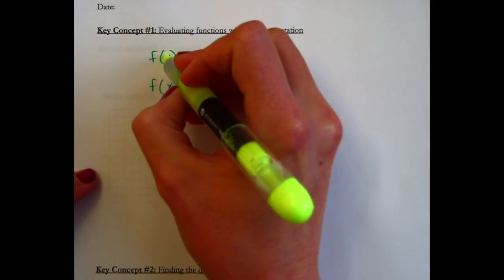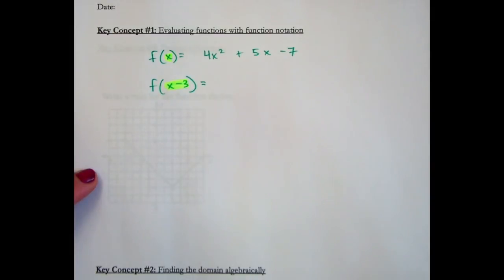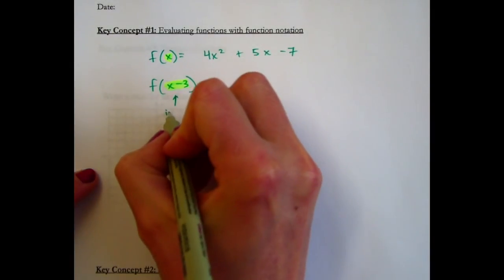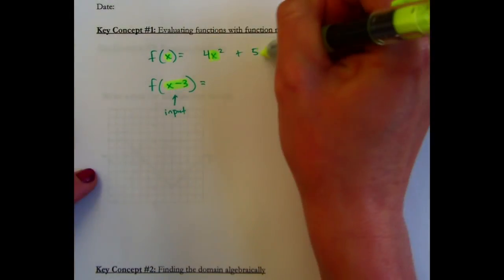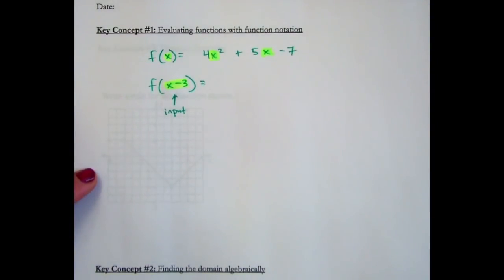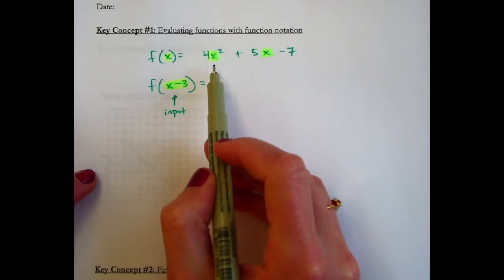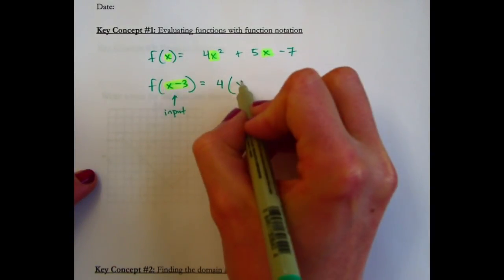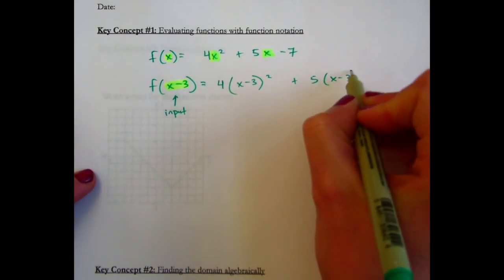So now instead of x, we have x minus 3. Well, the same idea applies. Whatever's inside the parentheses is my input, so that's what I'm going to plug in for every single x value that I see in this equation, which I have 2 of them. So I'm going to rewrite this equation, but I'm going to replace every single x with this expression, x minus 3. So 4 times (x minus 3) squared plus 5 times (x minus 3) minus 7.